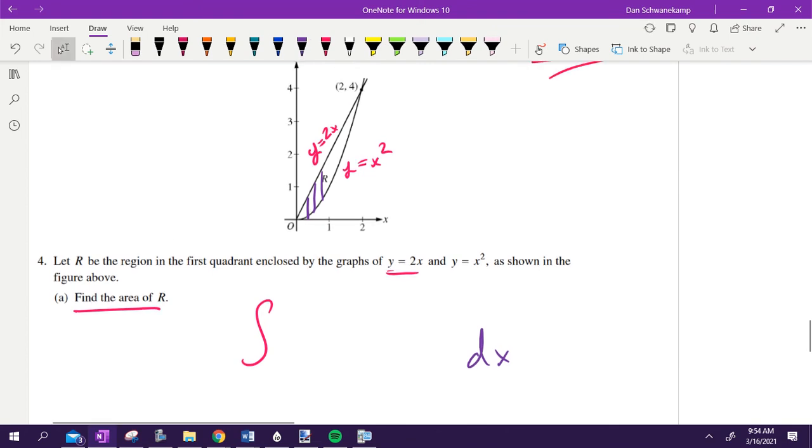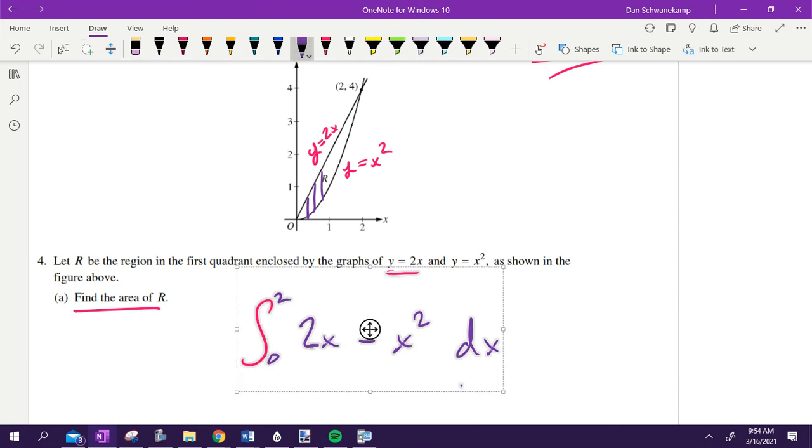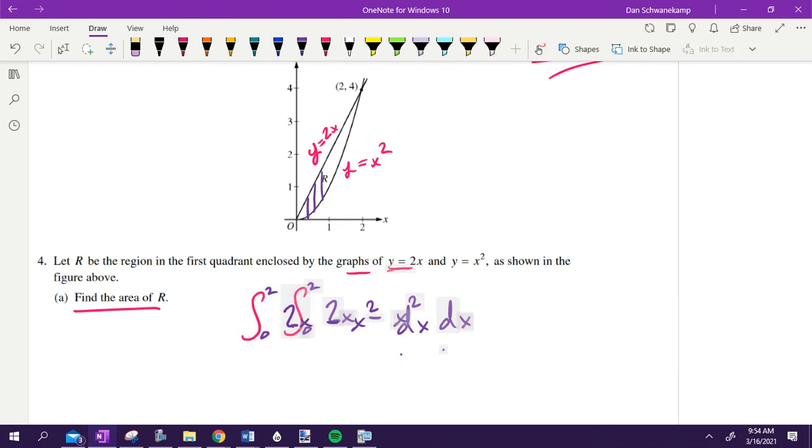Show me with your fingers, what are your bounds? Your bounds are x values, so we're going 0 to 2. We're finding area, so we go top minus bottom. My top is 2x. My bottom is x squared. Boom. There's my setup. Everybody good to that point? That scores me a point. If you wrote that integral, that got you 1.